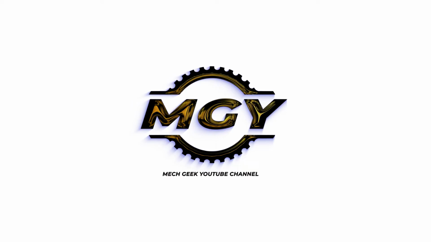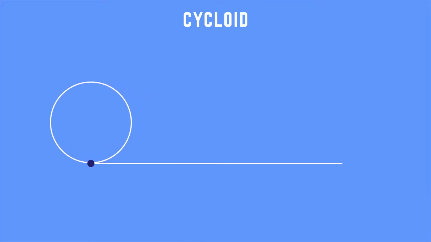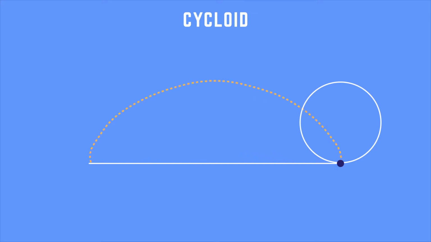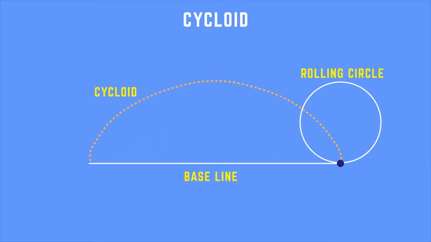In this video we are going to discuss how to draw a cycloid. First of all, what is a cycloid? A cycloid is a curve generated by a point on the circumference of a rolling circle along a straight line, without slipping. The main parts required to draw a cycloid are the base line and the rolling or generating circle.